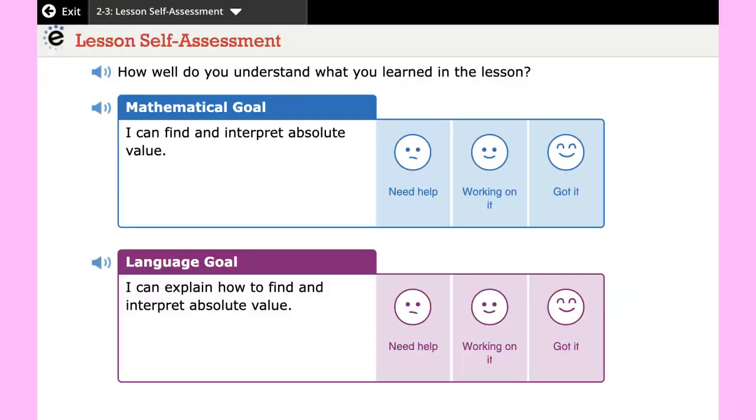With that said, I want you to answer this question on how much you have understood the lesson for today. For the math goal, do you still need help, are you working on it, or do you got it? For the language goal, can you explain the work? Do you still need to work on it, or do you always get it?